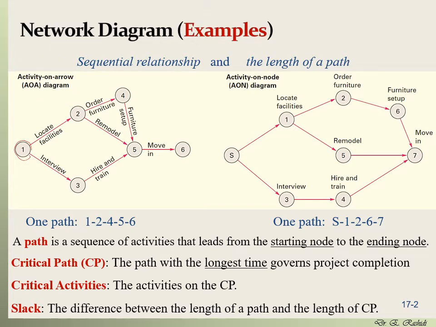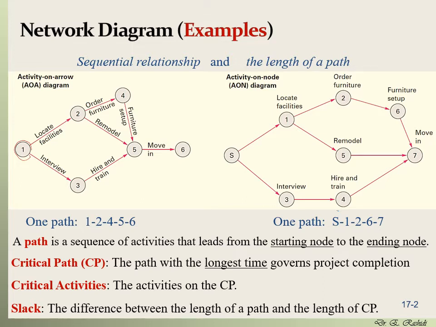We can actually represent the same activities for the same project using the other network diagram. That's activity on node. In this setup, the activities are shown on the nodes here: locating facilities, interviewing, hiring and training, remodeling, ordering furniture, furniture setup, and then moving. Again, the precedence diagram here holds true. The only difference between the network on the left and the right is that on the left we show the activities on arrows, and on the right we show the activities on the nodes. Both of them mean the same thing.